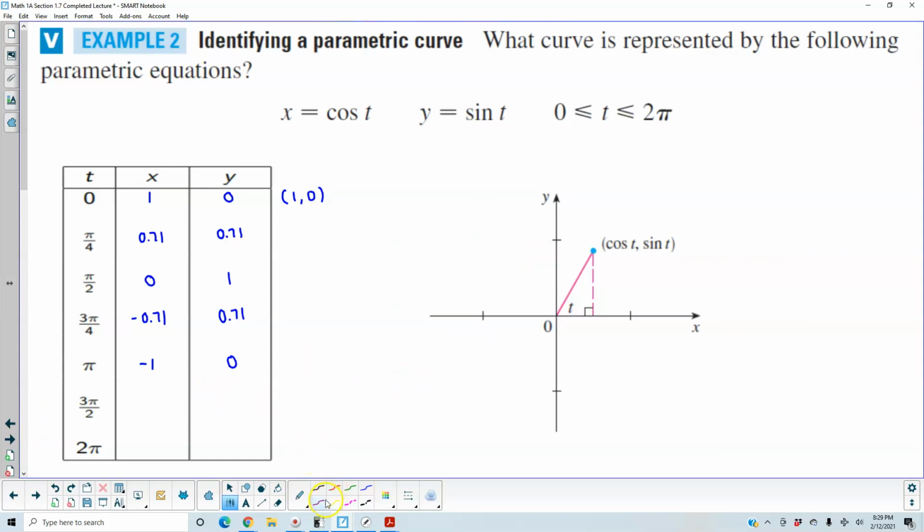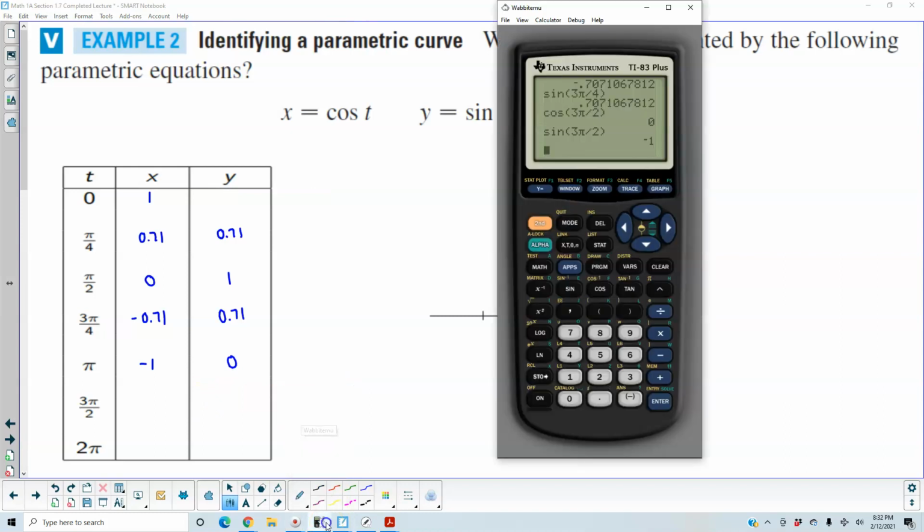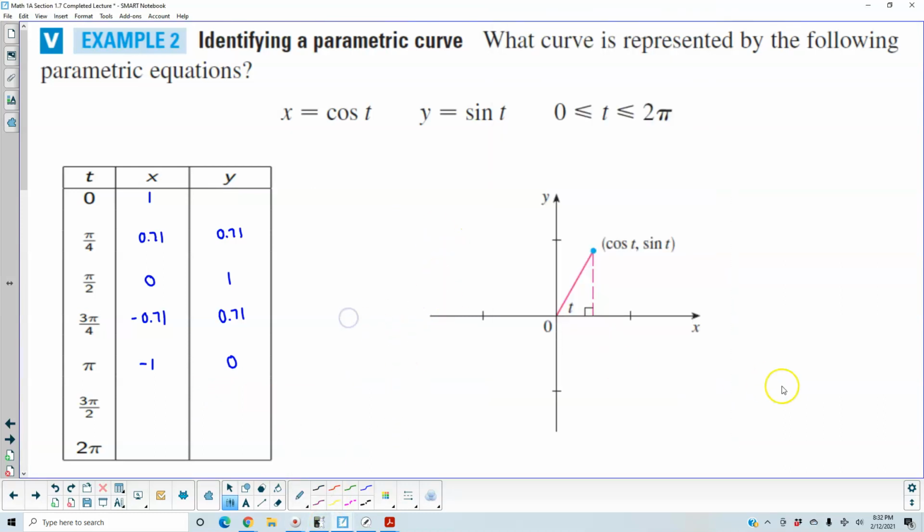Okay, what about 3 pi over 2? So where is 3 pi over 2 located on our graph? Well, we know that 3 pi over 2 is here. So the cosine of 3 pi over 2 is 0. And the sine of 3 pi over 2 is going to be negative 1. Well, where is 2 pi located on the graph? Well, 2 pi is located over here on the x-axis. And what is the cosine of 2 pi? Well, that is 1. And the sine of 2 pi is 0.